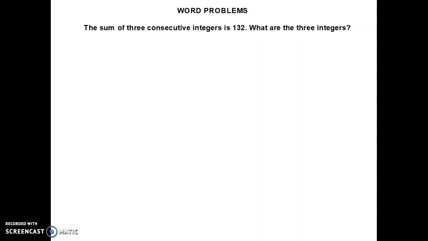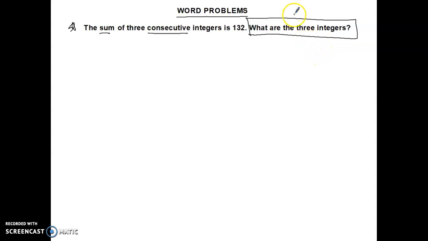As we finish up Module 1, linear equations and inequalities, I'm going to help you with some word problems. I'm just going to help you set them up, and then it's just solving the linear equations. So you always read the question. The sum of 3 consecutive integers is 132. What are the 3 integers? That last question usually helps you define what you're going to let your variable equal.